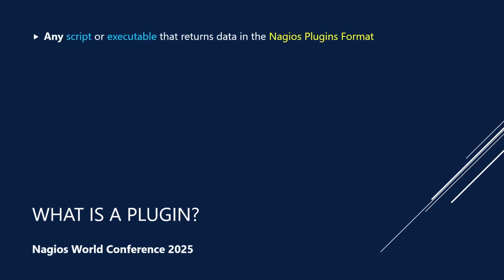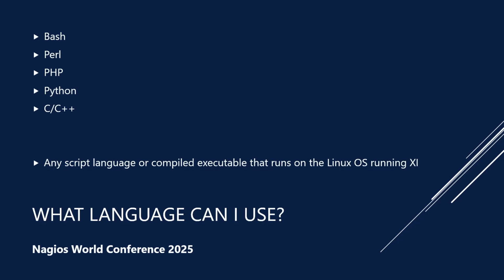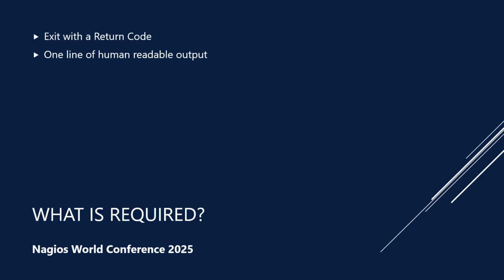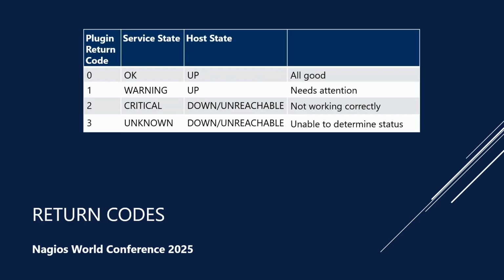So for plugins, all you have to have is a script or executable that will run on your XI server. A few examples of that would be Bash, Perl, PHP, Python, C++. Basically, whatever you want to use, it just has to use the Nagios plugins format. All that's required is it has to exit with the return code that core will recognize and one line of readable text for the humans to use.